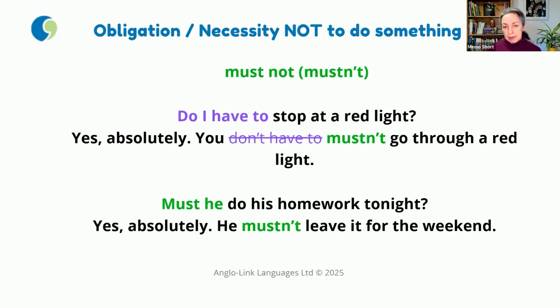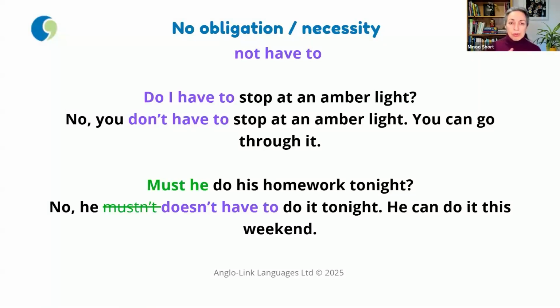Right, now the next concept or function is to remove an obligation, an external obligation, or a necessity. And in this case, it's the verb have to that you must use, not have to in the negative, obviously. For example, someone asks if it's an external obligation, if it's a rule, to stop at an amber light. Do I have to stop at an amber light? No, you don't have to. It's not a rule, it's not an obligation. You don't have to stop at an amber light. You can go through it.